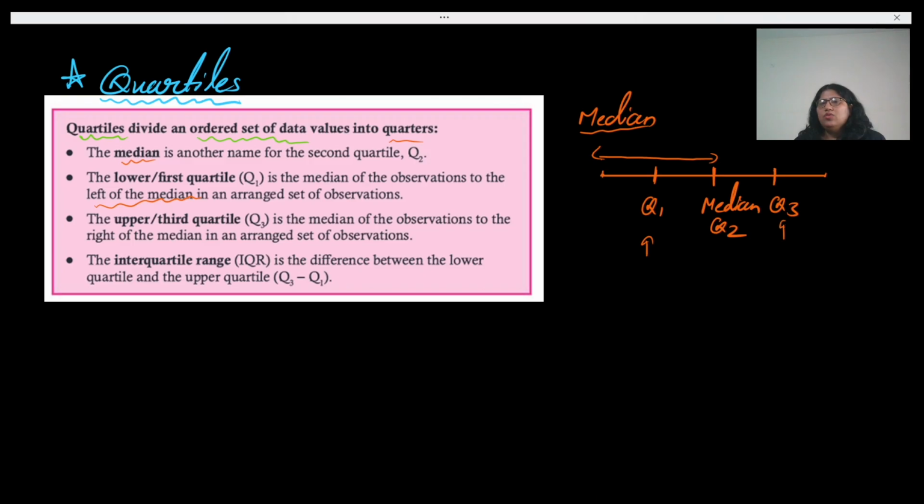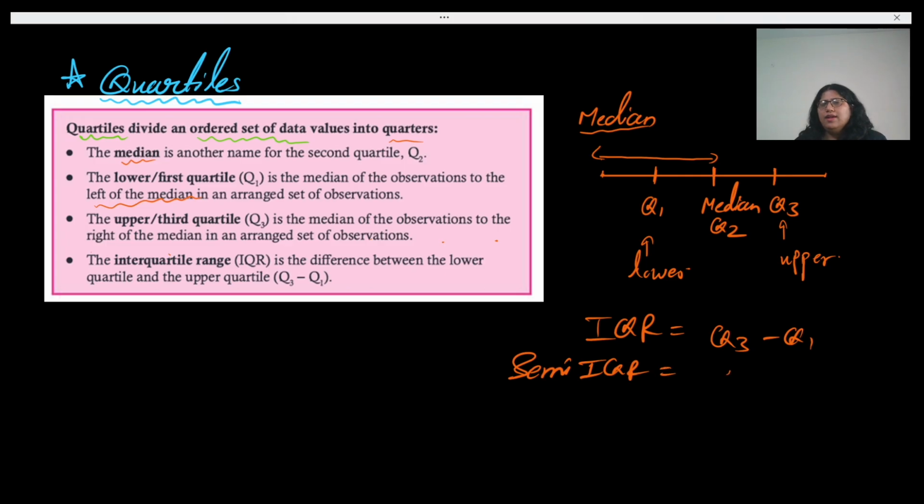Similarly, Q3 is known as the upper quartile or the third quartile. It is the median of the observations on the right side of the median, if the data is arranged in proper ascending order. Now the interquartile range, we write down, take it as IQR. That is always Q3 minus Q1. Sometimes you get the semi-interquartile range also. That will be taken as (Q3 minus Q1) by 2.